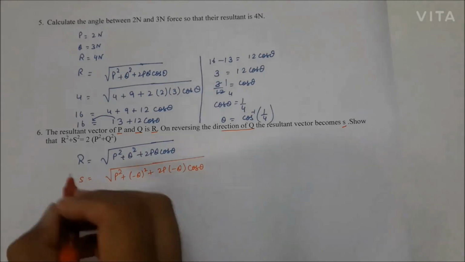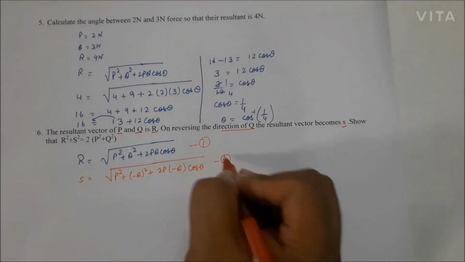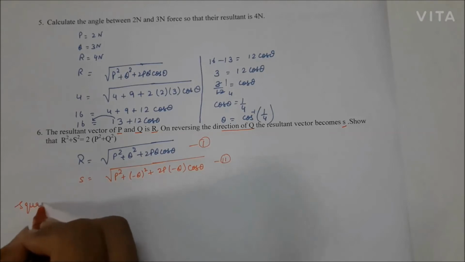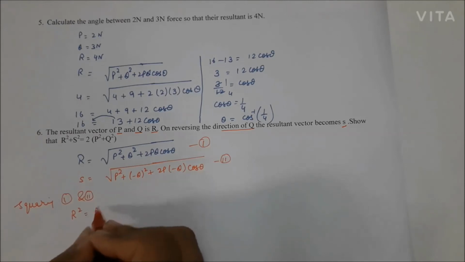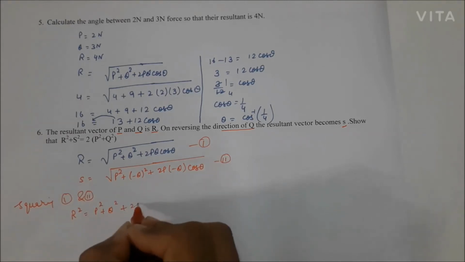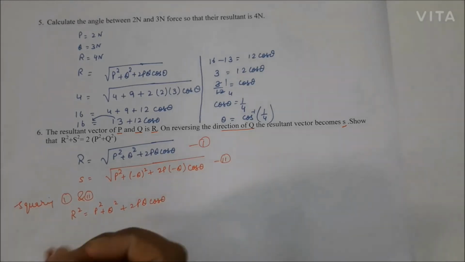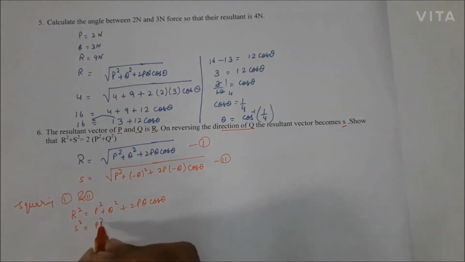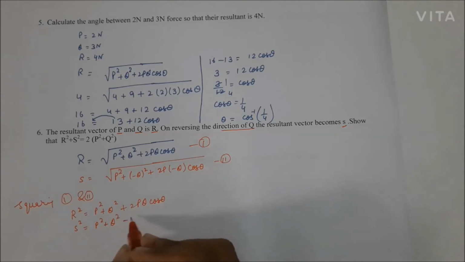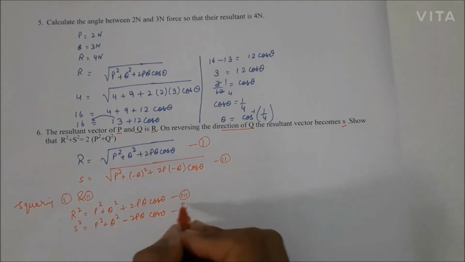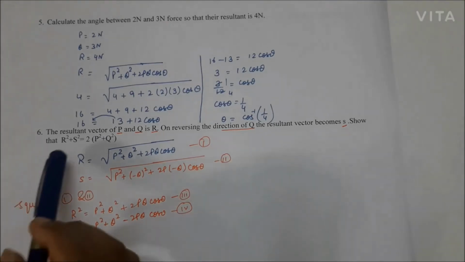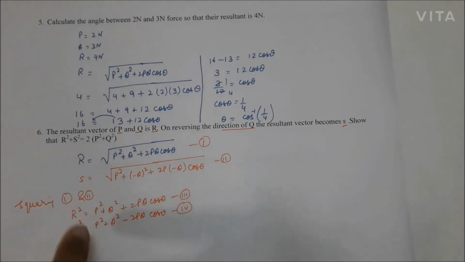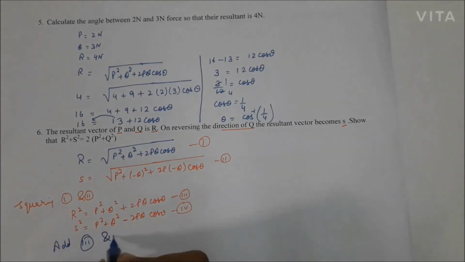Now squaring equations 1 and 2, what will we get? We will get R square is equal to P square plus Q square plus 2PQ cos theta, and S square is equal to P square plus Q square minus 2PQ cos theta. Say these are equation 3 and equation 4. Now add these two equations. You have to calculate R square plus S square, meaning you have to add 3 and 4.